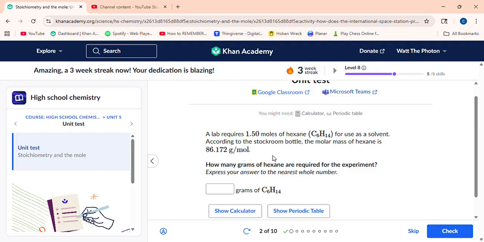Okay, so we're going to have 86.172 times 1.5, which is 130 grams. 129 grams. Sorry, rounding error. 129 grams.